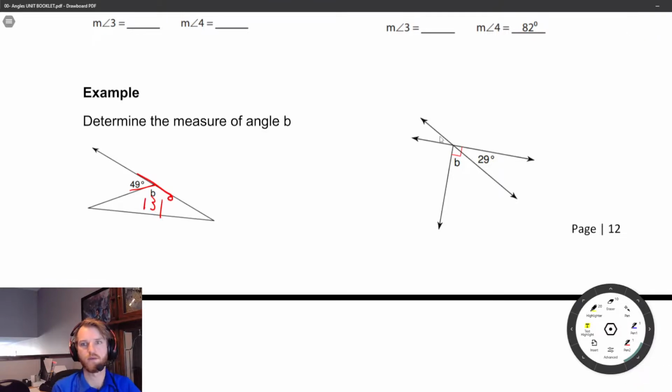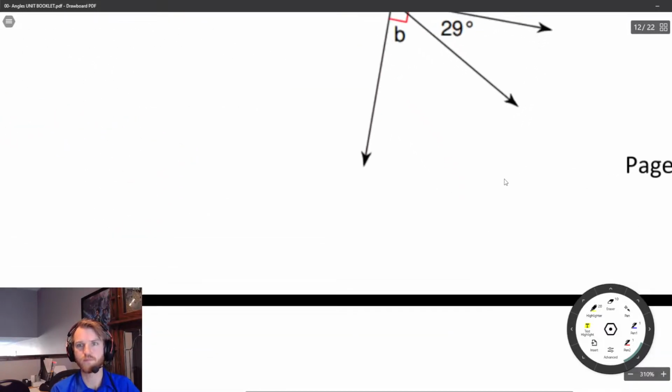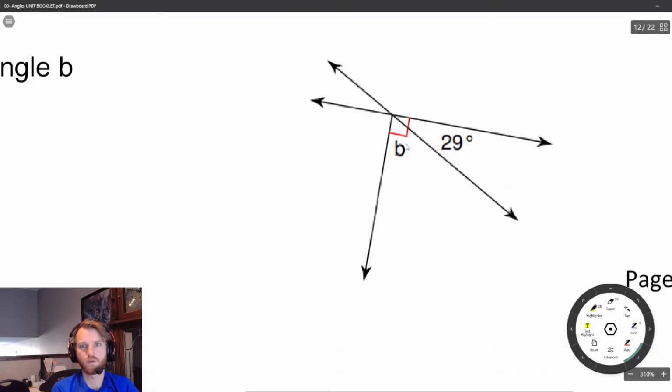And then here, all these lines are basically just here to confuse us. Okay, in this one, we're looking for this angle. We know this angle, and we know that here we have a 90-degree angle. So we know that this angle and this angle together make 90. So this one's going to be 61 degrees.